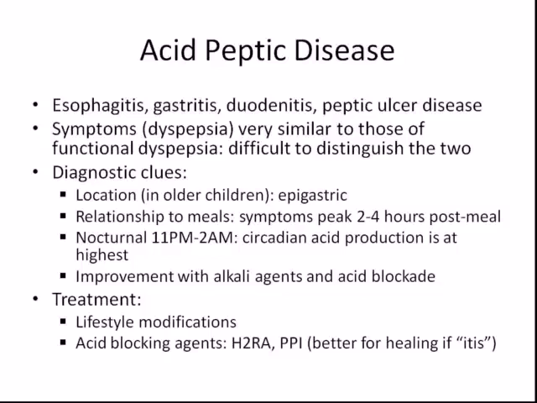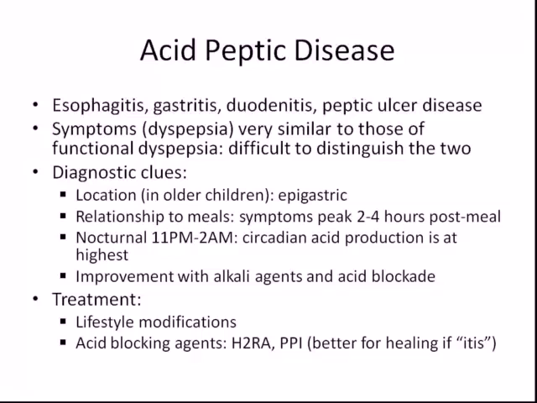may be a result of the circadian acid production when the circadian acid production is at its highest. And if there's improvement with alkali agents and acid blockade, this would also be suspicious for acid peptic disease. So if you make a diagnosis, how do you treat it?